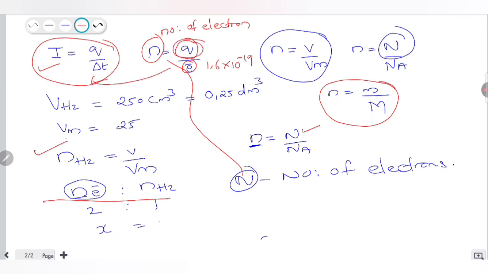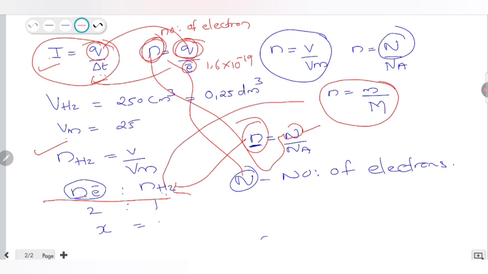Sometimes they do the other way around, like they can give you the current, okay, and the time. That means we are going the opposite way now. So using I and delta T, you will calculate first Q. Then using Q, you will calculate the number of electrons. Then from there, using the number of electrons, you can calculate the number of moles of electrons. Then take the ratio to get the number of moles of that substance. If it's only for number of moles, we can stop there. Or if it is for mass, from the number of moles, you go for mass. You see, we are playing around with these equations.